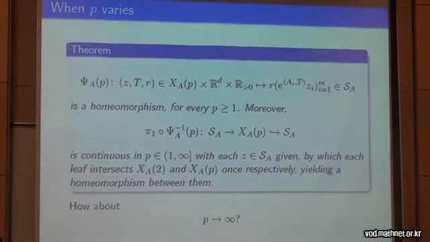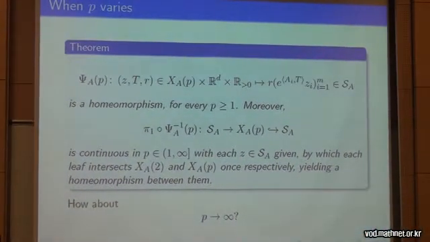Okay, this seems the end of the story. If we take P equals 1, then we get the equivalence of the universal basic construction, that is Davis-Januszkiewicz's construction, and the X_A. That's what we want. But it is natural to think about what will happen when P tends to infinity.